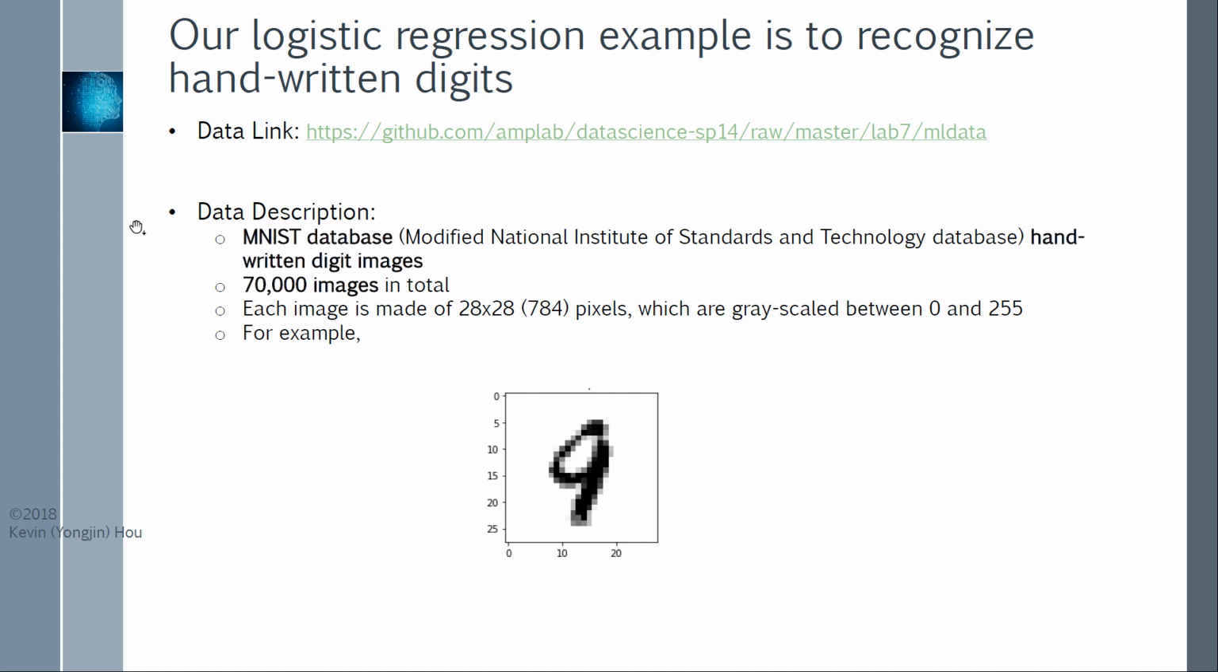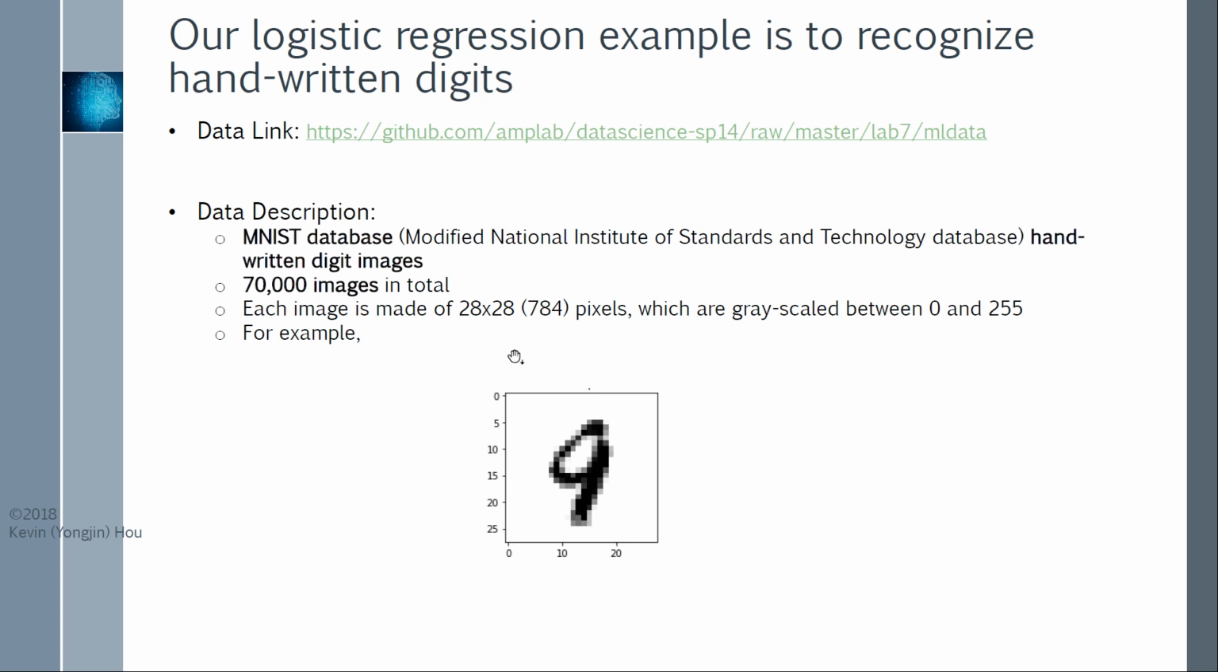So now let me give you some descriptions of the data. Basically this is an image collection. Each image is one digit handwritten by someone. Collectively there are 70,000 images in total, and each image is 28 rows by 28 columns, totally 784 pixels, which are grayscaled, with a value between 0 and 255.